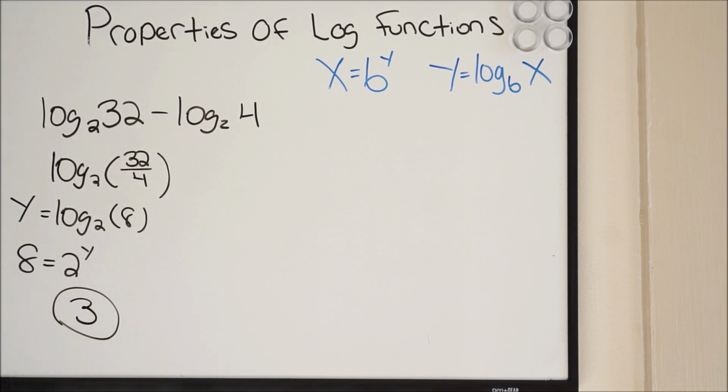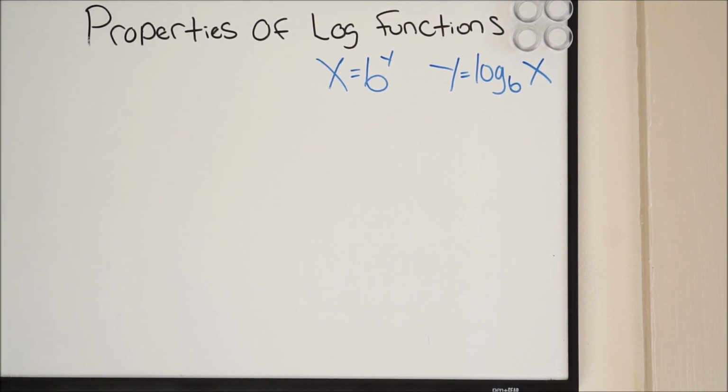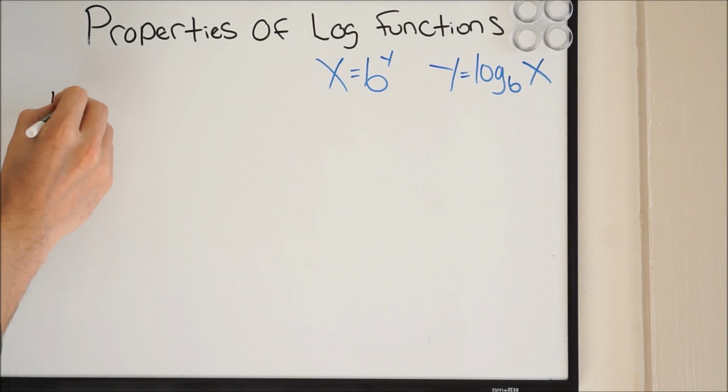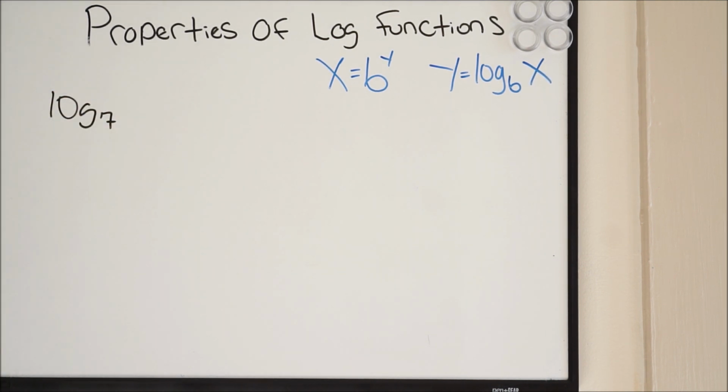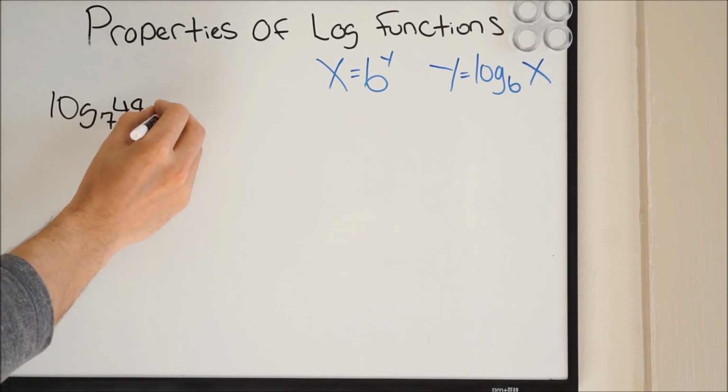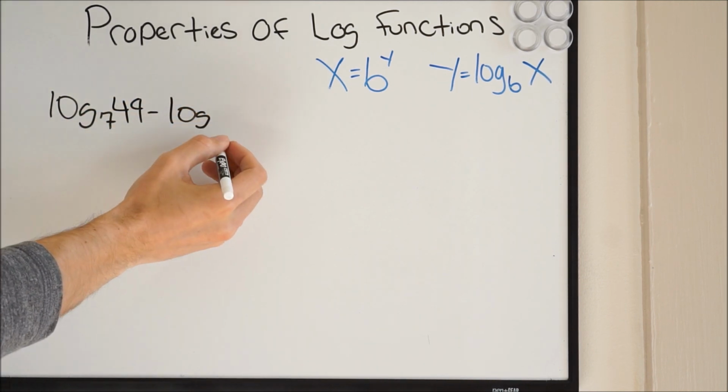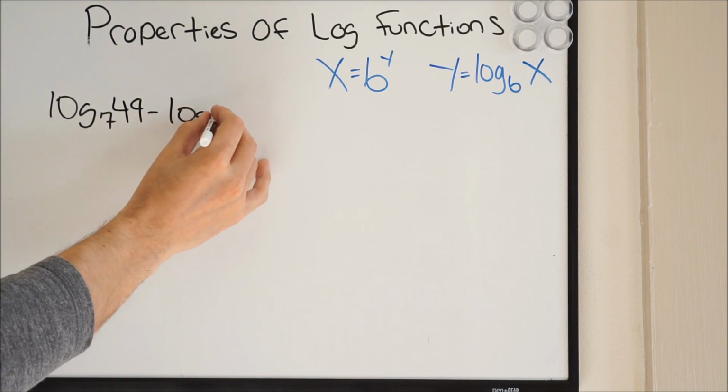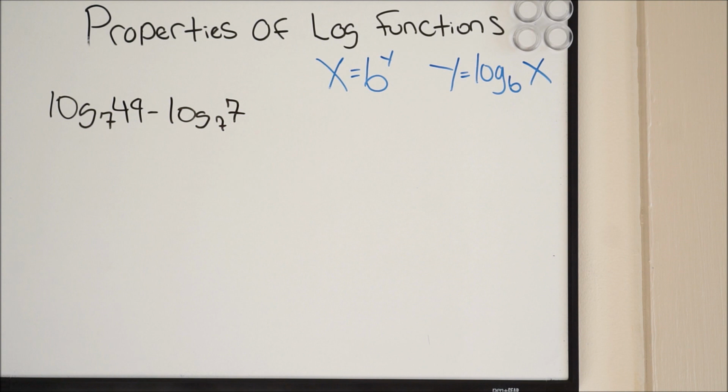So again, we just evaluated this using properties of logs. Let's try another example. So again, sticking with the quotient property, we'll have log base 7 of 49, and then we'll do log base 7 of 7. Okay, so let's go ahead and evaluate this using properties of log functions.